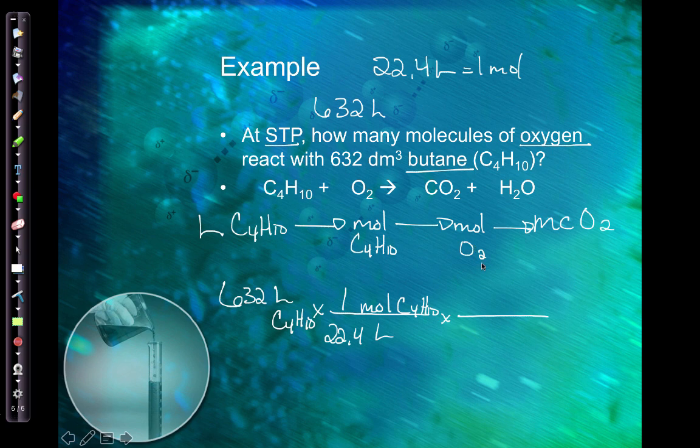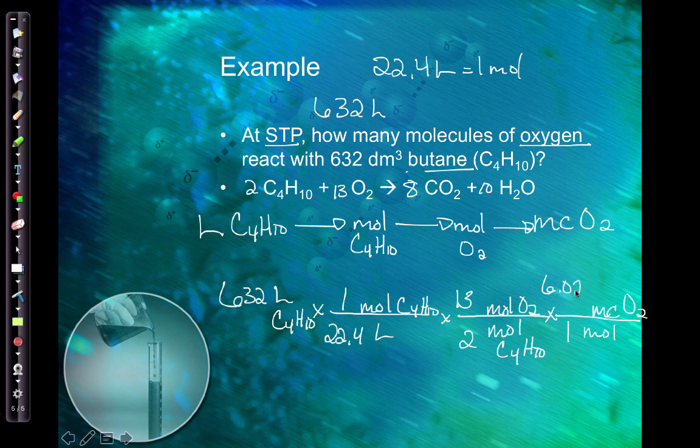Okay, so now we can go to moles of O2, that goes on top, and moles of butane on the bottom. So now I have moles on top of moles. I'm going to look at my balanced chemical equation. So there are 13 moles of O2 for every 2 moles of butane that I combust. So now I can go to molecules. So molecules on top, moles on the bottom. 1 mole is equal to 6.02 times 10 to the 23rd.